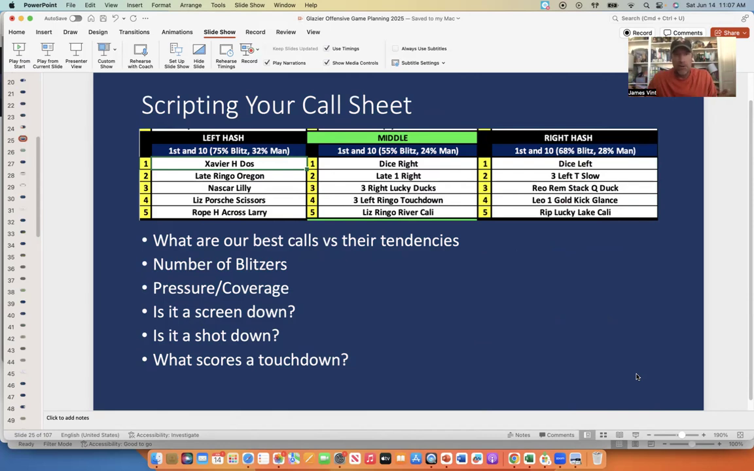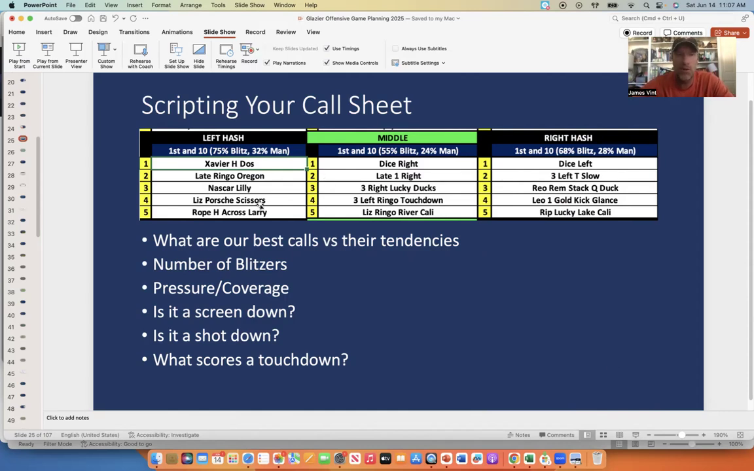I'm going to give you an example of this. So this is one situation, one team we played. All right. They were 75% blitz on 1st down if they were on the left hash. And this is why I try to break it by hashes. We're not always going to have enough data to do that. But if I can get more than, say, 5 to 8 calls per hash, I'd really like 10 to 15. That's going to be great.